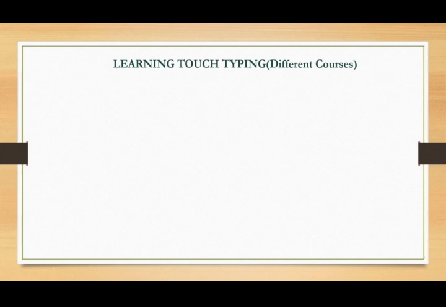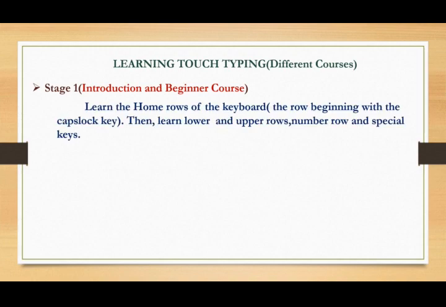Next, when we start the software, it contains different courses. First is stage 1, the introduction and beginner course. When you start to learn typing, your fingers should be on the home keys. You learned in the last class what the home keys are. A, S, D, F, G, H, J, K, L, semicolon are the home keys. You should know the lower and upper rows of home keys, number keys and special keys like at, hash, etc.